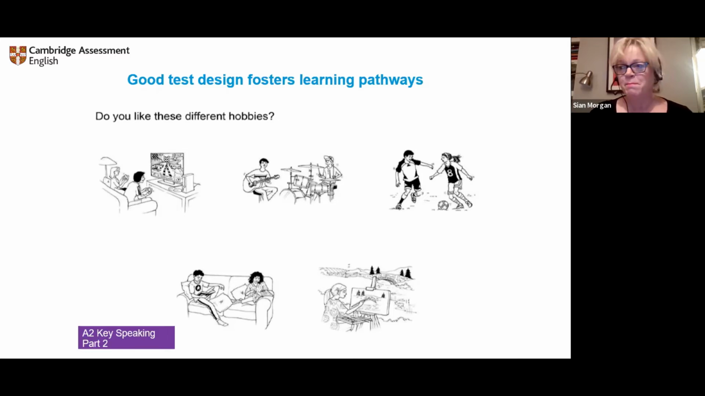And this very simple but collaborative discussion provides greater opportunities for candidates to show their speaking ability and to develop their interactive speaking skills. So the students are speaking in pairs. In this example, they discuss whether they like the hobbies in the pictures. You've got watching television, reading, painting, playing football or sport, and playing an instrument.